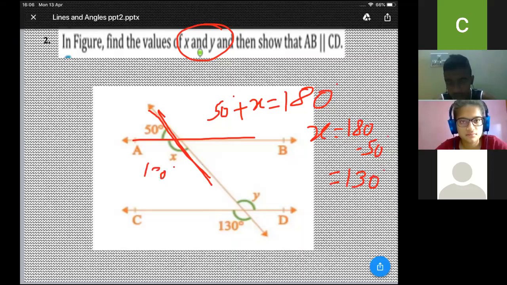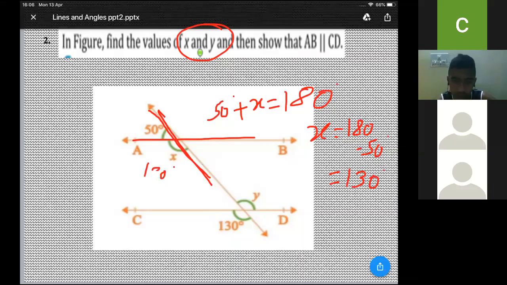Similarly, how to find the value of y? Ma'am, vertically opposite angles. Y is also 130 degrees. Can you tell me the reason, dear? Vertically opposite angles. These two are vertically opposite angles, which is 130 degrees. Got it? The first step is they are asking us to find the values of x and y. Yes, we have done it.